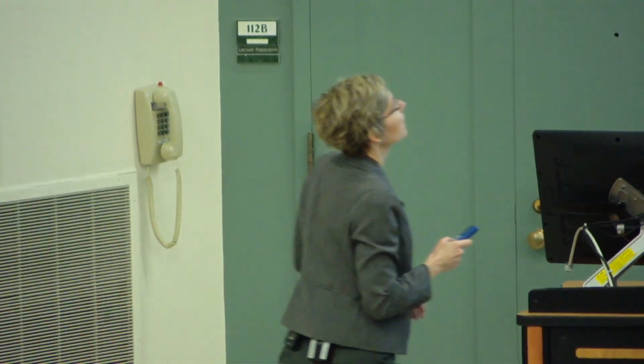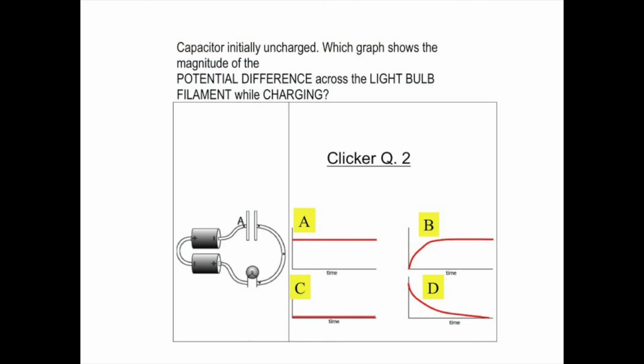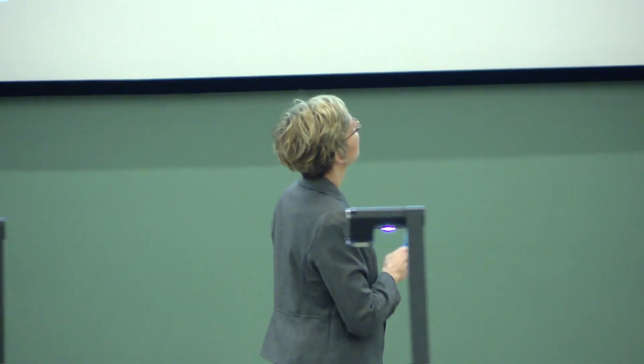So in this case, we're going to say that the capacitor is initially uncharged. Okay? And which of those graphs shows the magnitude of the potential difference across the light bulb filament while the capacitor is charging? So now we're looking for voltage across this guy, the light bulb, versus time.